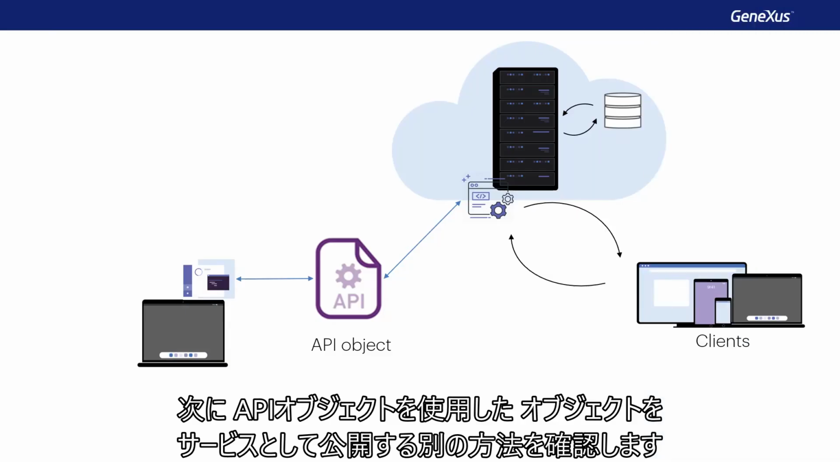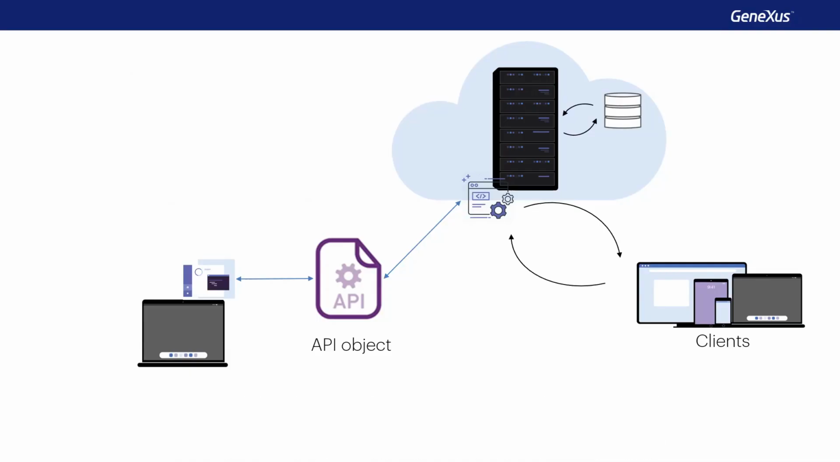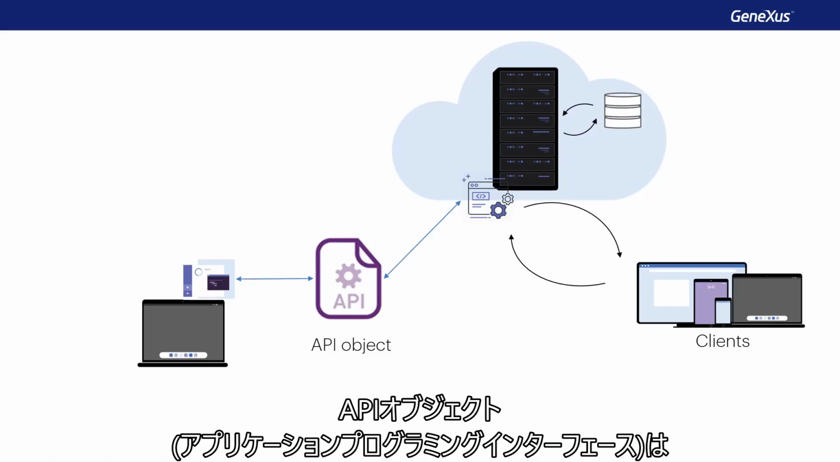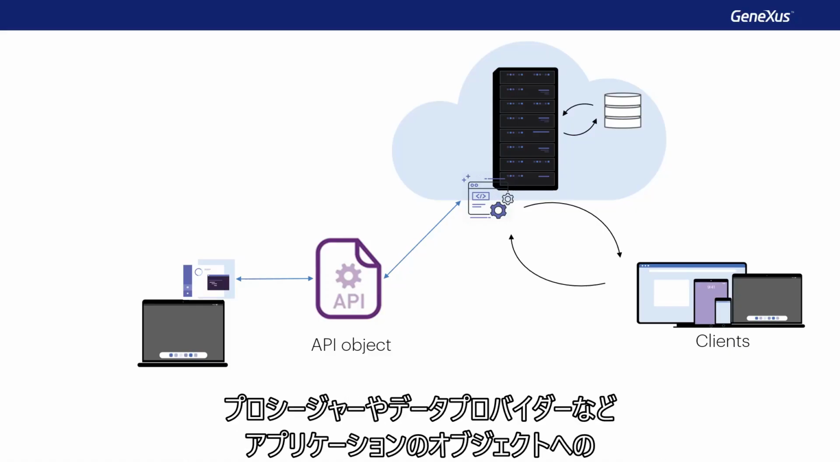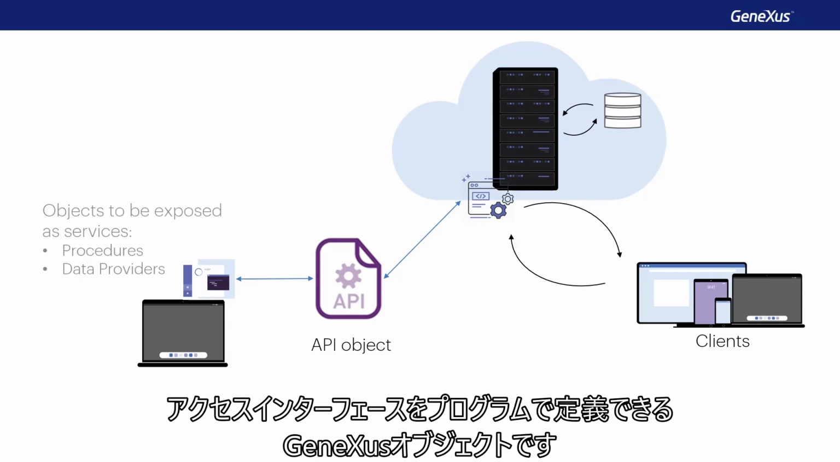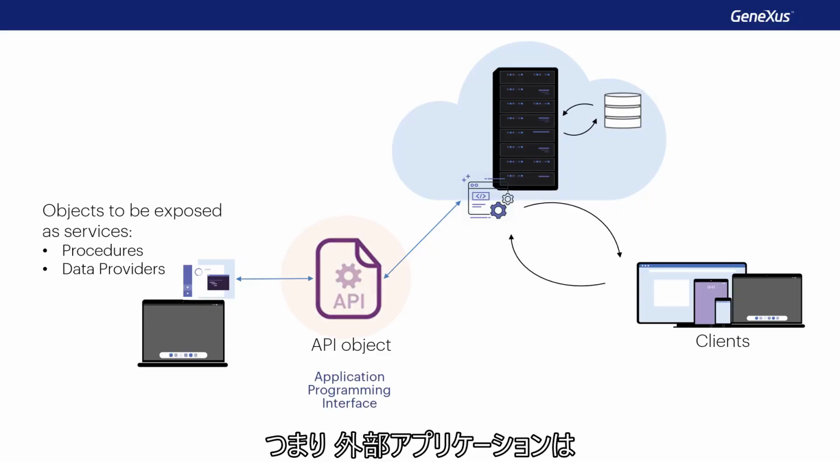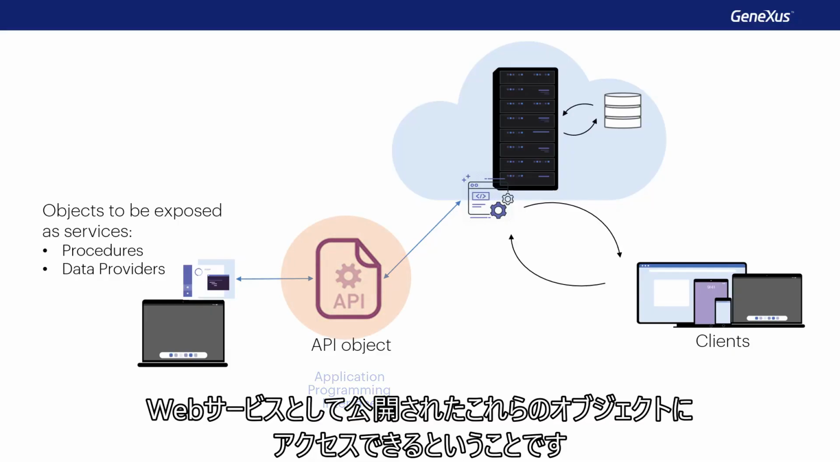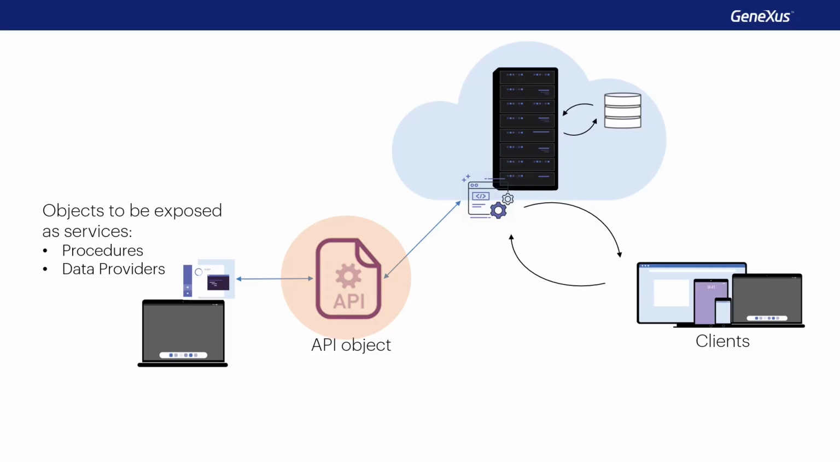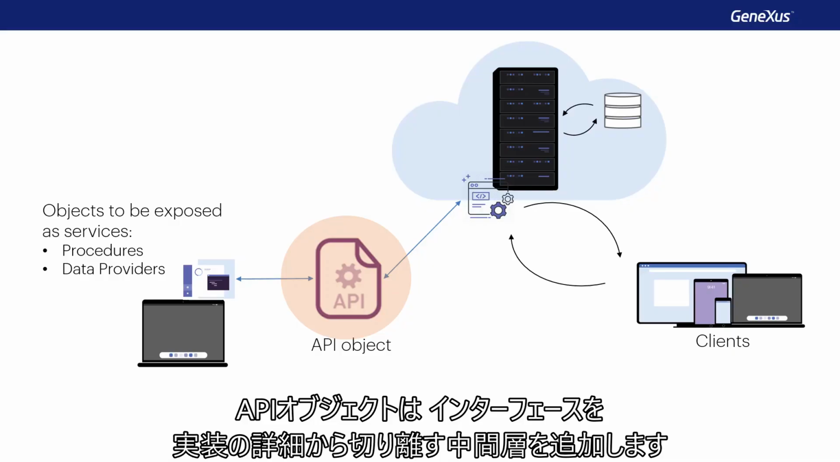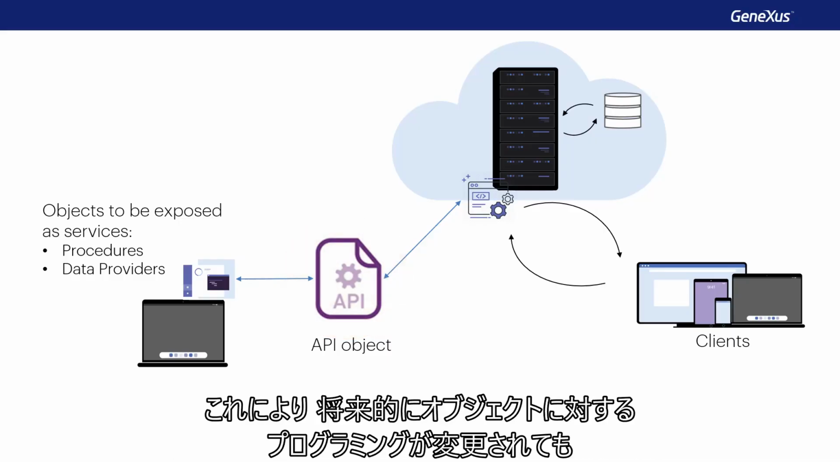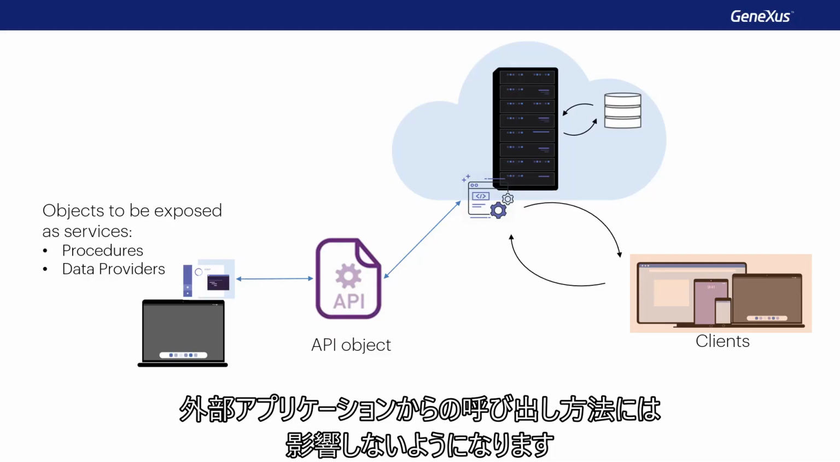We'll now see another way to publish objects as services using the API object. The API object, Application Programming Interface, is a GeneXus object that allows us to programmatically define and access interface to objects of our application, such as procedures or data providers. This means that an external application will be able to access these objects published as web services. The API object adds an intermediate layer that separates the interface from the implementation details, so that future programming changes to objects do not affect the way they're invoked by external applications.